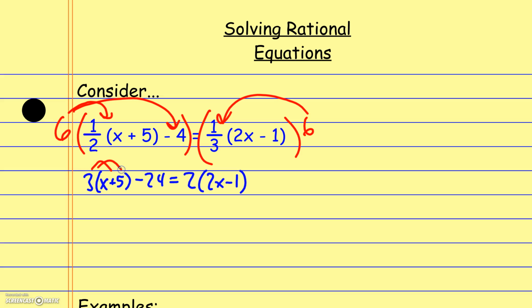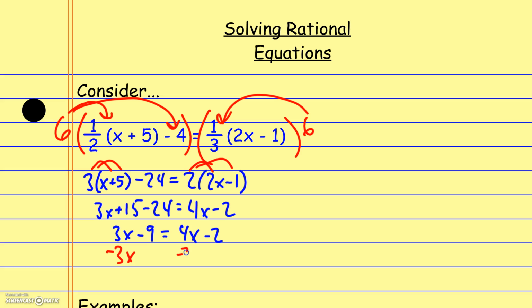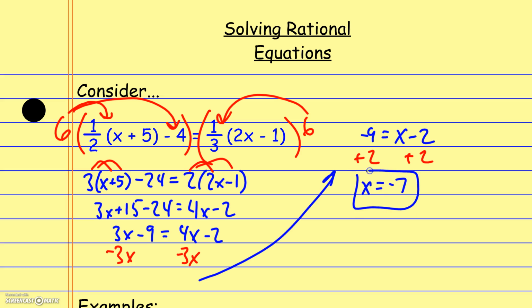And so now from here I can finish solving this. I'm using my distributive property a little bit more. I get 3x plus 15 minus 24 equals 4x minus 2. I combine like terms over here, that's going to give me a negative 9. Now I have to get my x's all on the same side, so I'm going to subtract the 3x from each side. So I end up with negative 9 equals x minus 2. And I add the 2 to each side. So I find that x equals negative 7. But again, the thing that made this problem much easier is getting rid of those fractions.